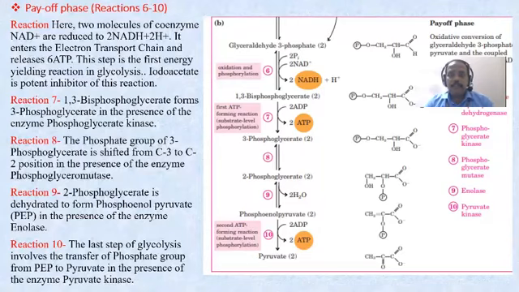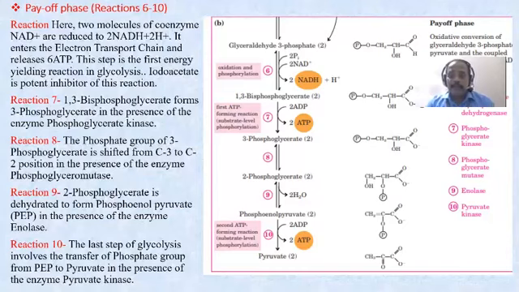This is followed by the conversion of 1,3-bisphosphoglycerate to 3-phosphoglycerate in the presence of phosphoglycerate kinase. Phosphoglycerate kinase is an enzyme which catalyzes substrate level phosphorylation, where ATP is formed at the substrate level, without entering the ETC. Here 2 ADP molecules get phosphorylated, which results in the release of 2 ATP molecules, and this reaction is considered to be the second energy yielding reaction of glycolysis.